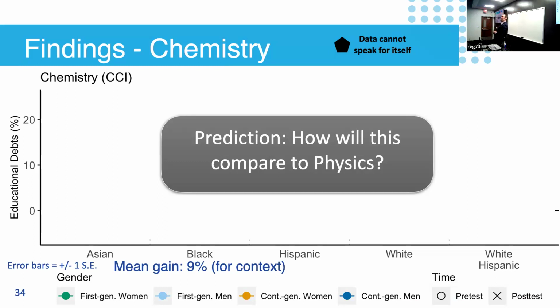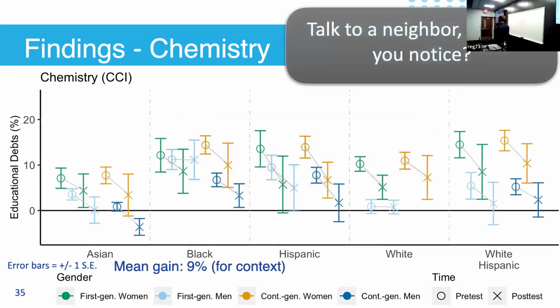Yeah. I think both will be better. The chemistry will do better than physics? Yeah, there will be less educational debt. Okay, less educational debt? Let's find out. So for context on this assessment, the mean gain is around 9%. So this is about a semester's worth of learning right here.